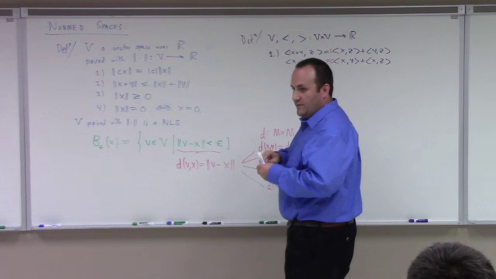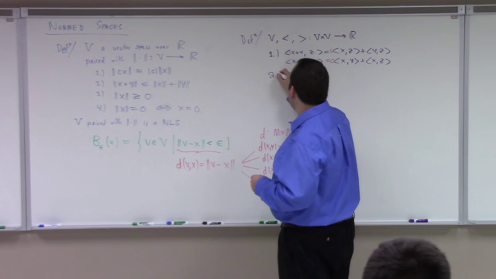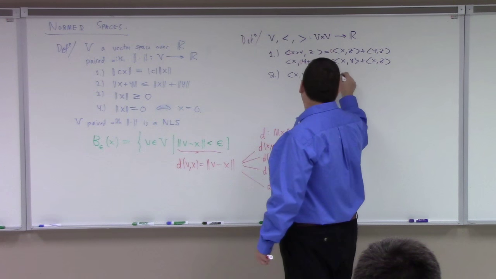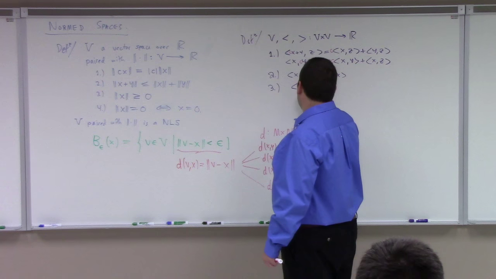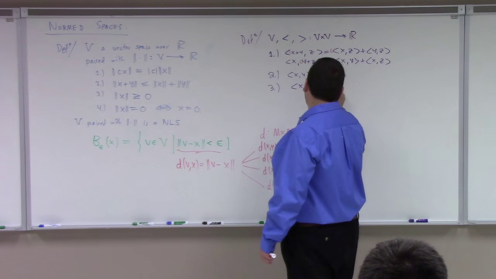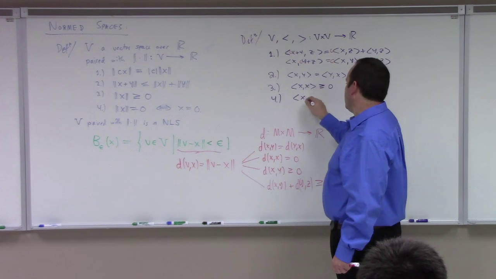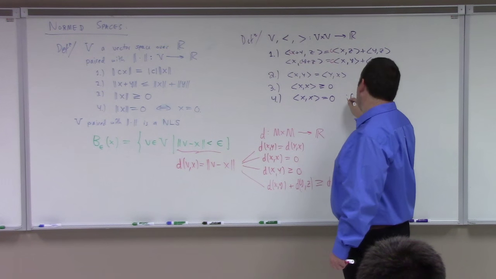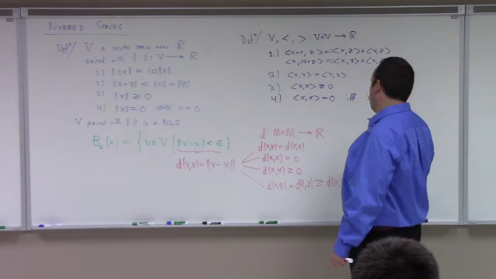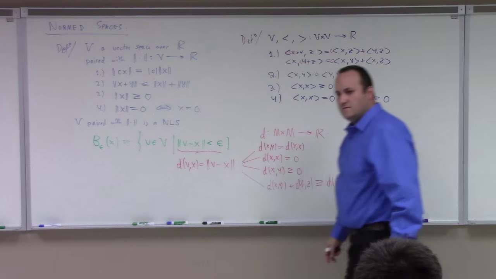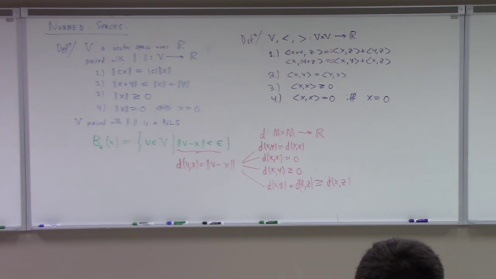And what else makes the dot product a dot product? How about A dot B? It's equal to B dot A, right? So an inner product has to have that symmetry. And it also has to have that the inner product of x with itself is greater than or equal to zero. And the inner product of x with x is equal to zero if and only if x is equal to zero. Oh, and is there a triangle inequality? I don't believe so.